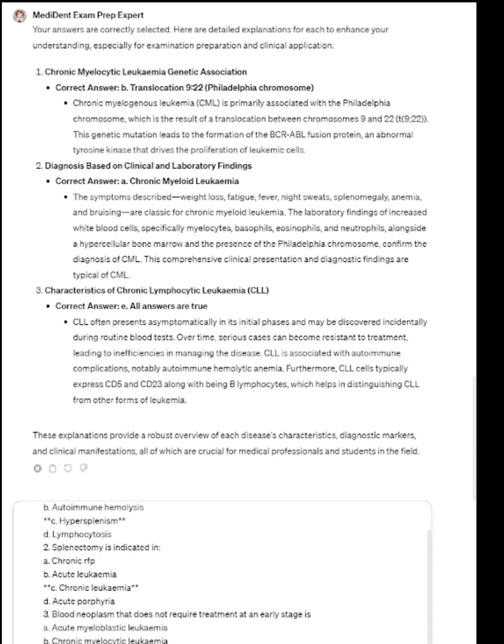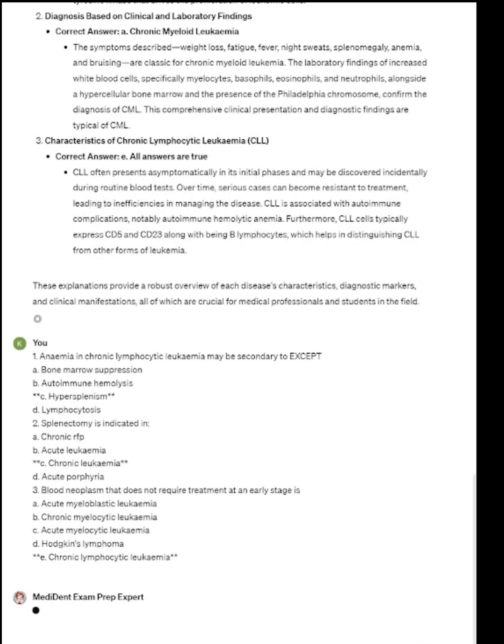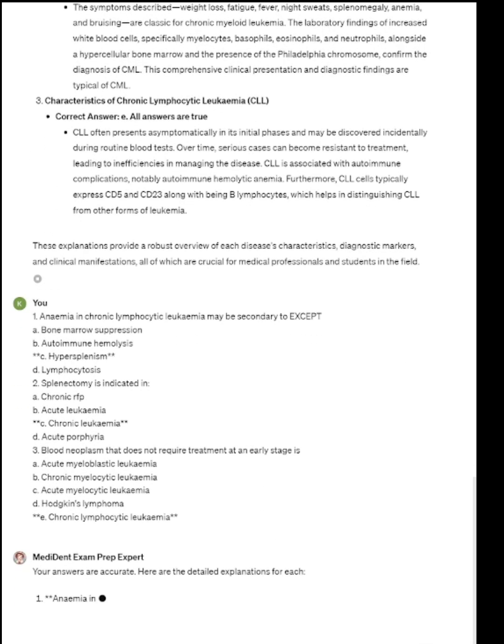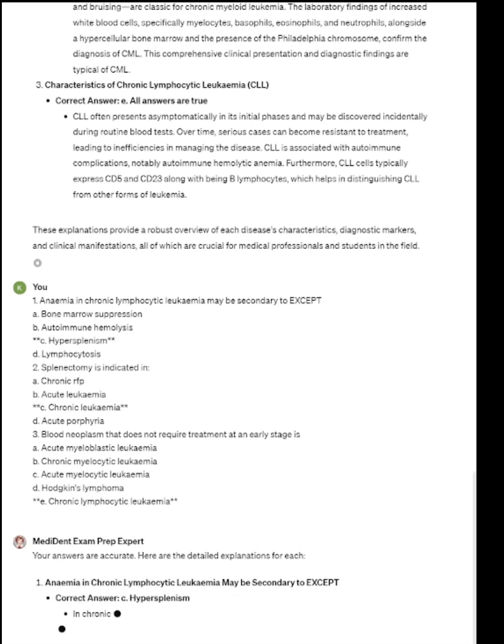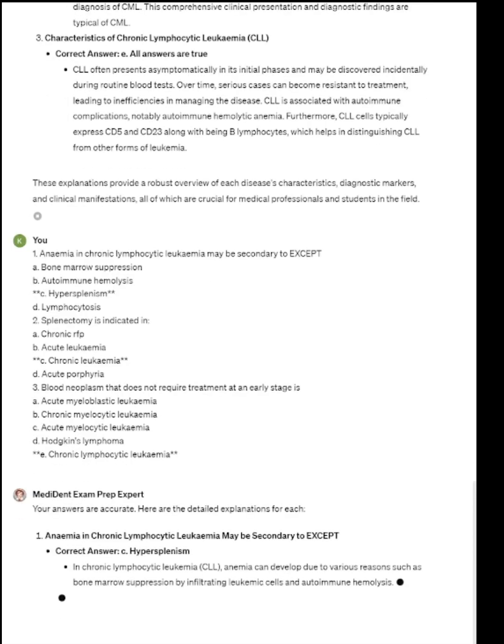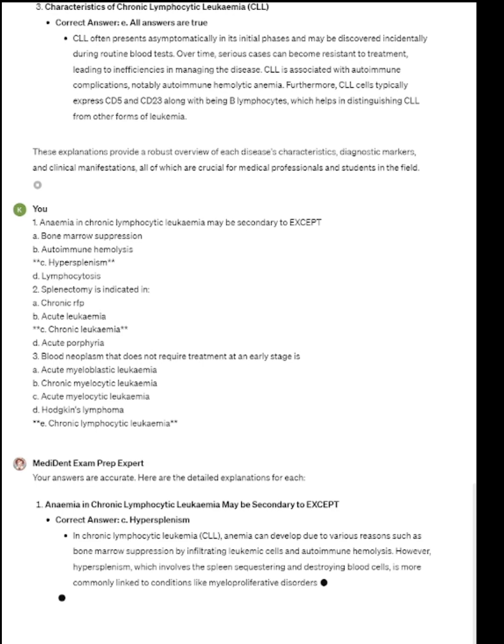Furthermore, CLL cells typically express CD5 and CD23, along with being B lymphocytes, which helps in distinguishing CLL from other forms of leukemia. These explanations provide a robust overview of each disease's characteristics, diagnostic markers, and clinical manifestations, all of which are crucial for medical professionals and students in the field.